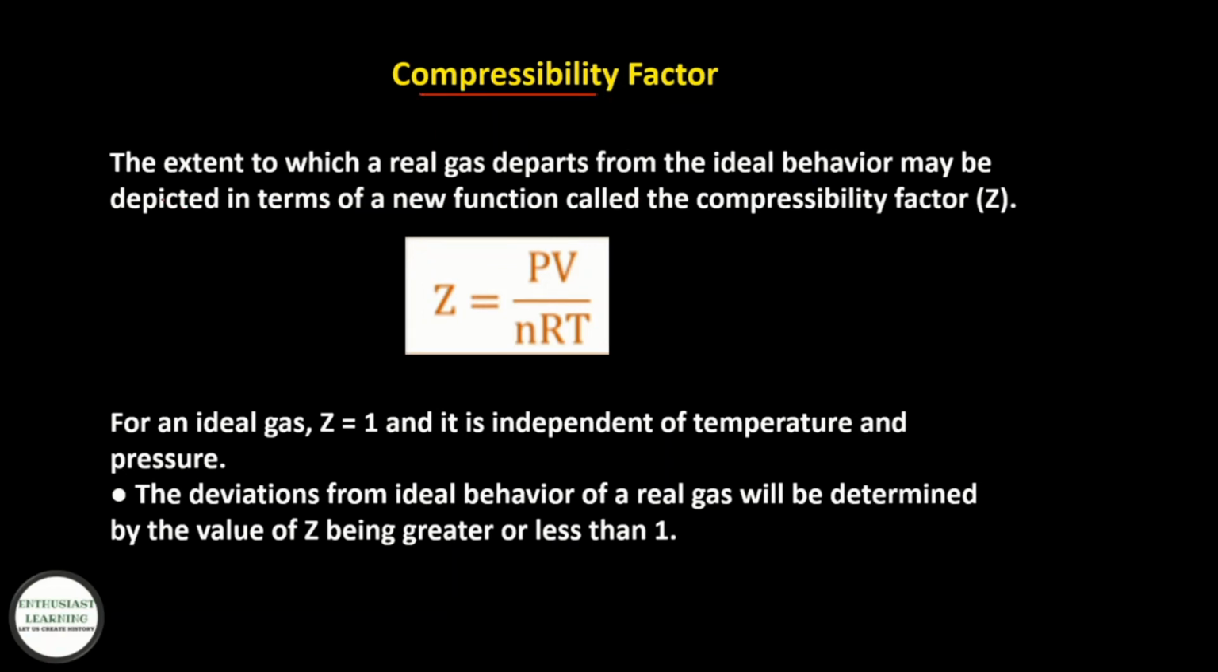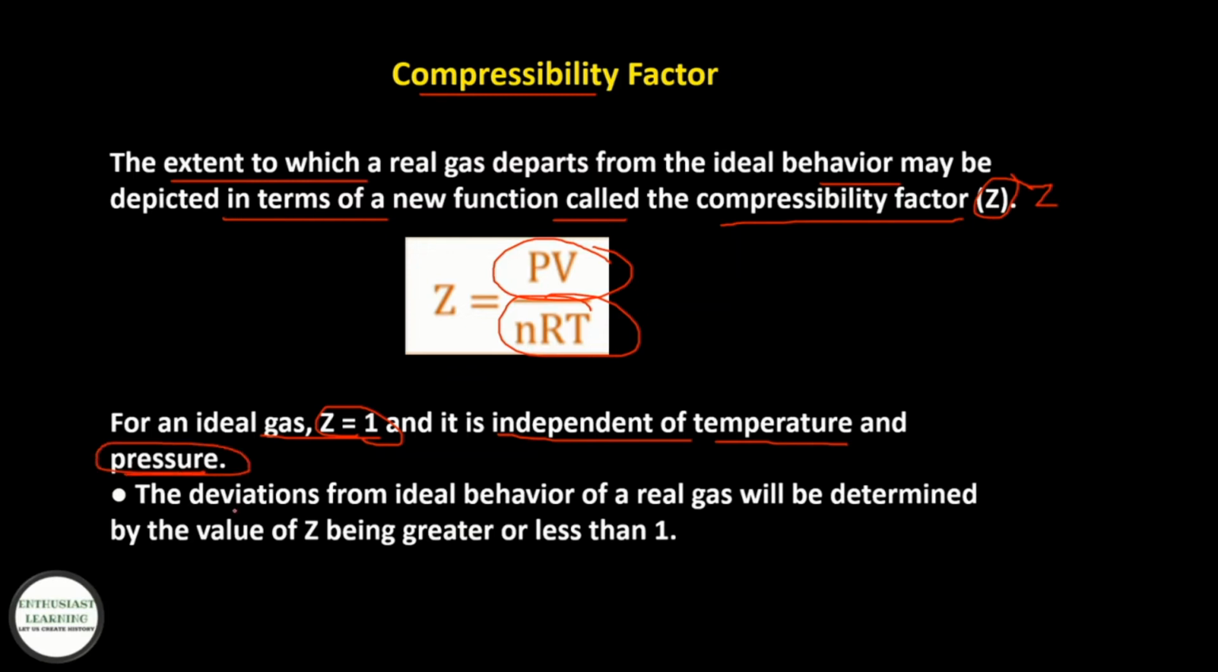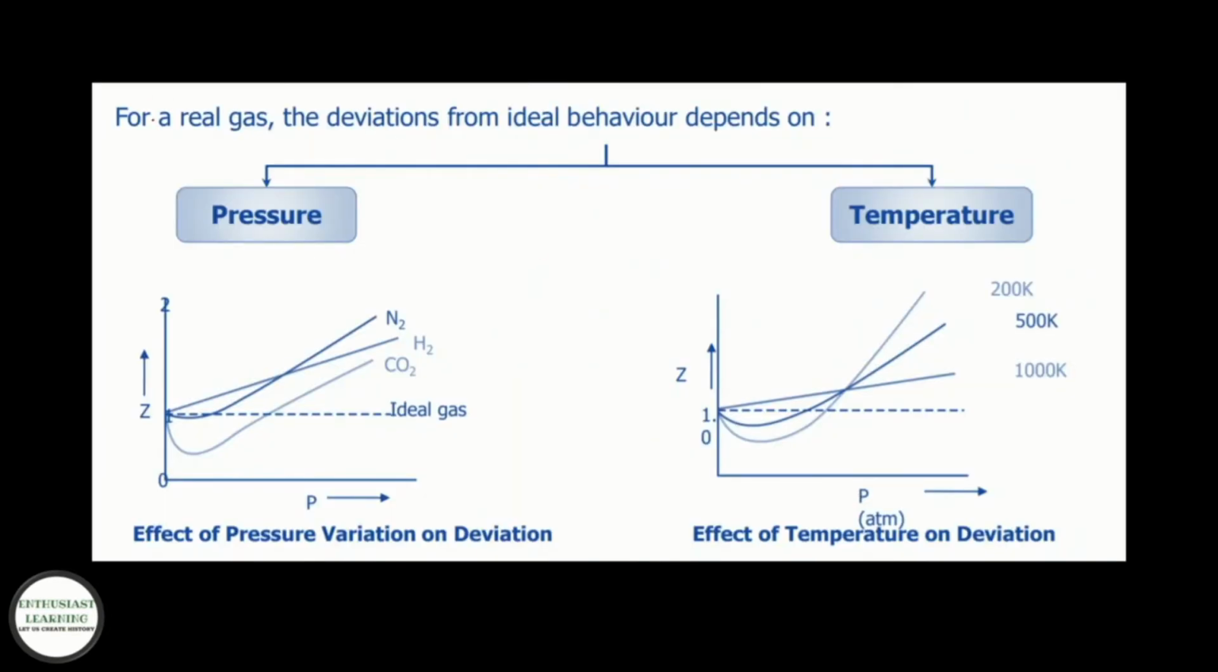Now compressibility factor. The extent to which a real gas departs from the ideal behavior may be depicted in terms of a new function called the compressibility factor Z. Z is equal to PV by nRT. For an ideal gas, Z is 1 and it is independent of temperature and pressure. The deviations from ideal behavior of a real gas will be determined by the value of Z being greater or less than 1. For a real gas, the deviations from ideal behavior depend upon pressure and temperature.